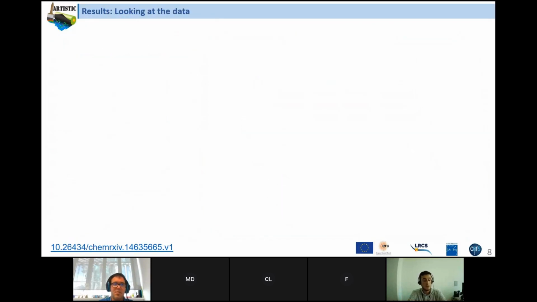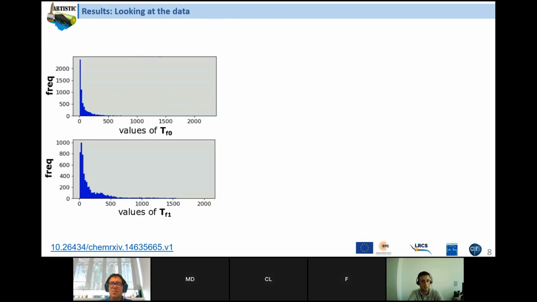So before jumping into the training of the machine learning model, what we did was to give a quick look at the data, and we realized that, first, the distribution of data points for TF0 and TF1, so the starting and end times for saturation, was really sharp. So it meant that we could, in the future, encounter a problem of overfitting in this case.